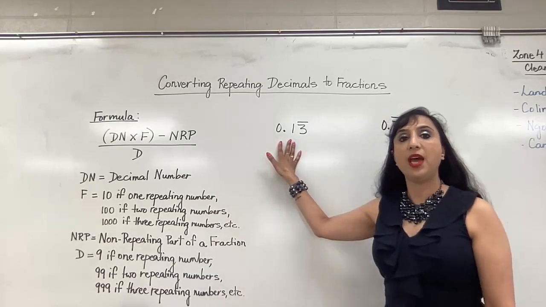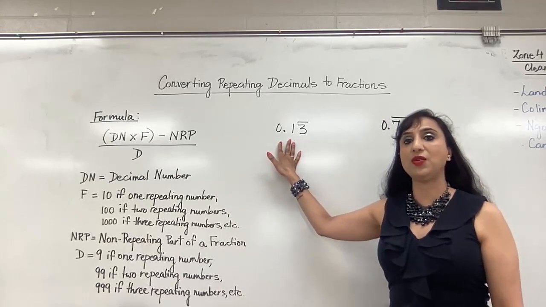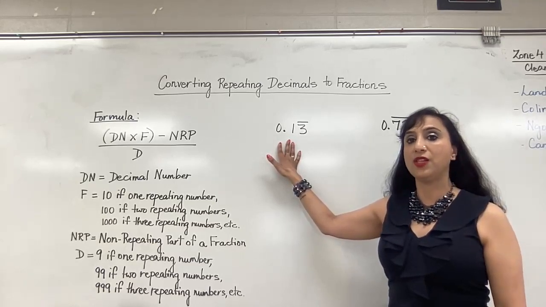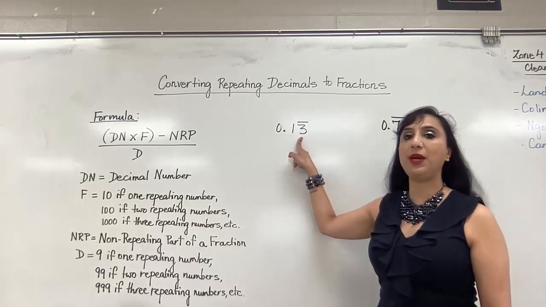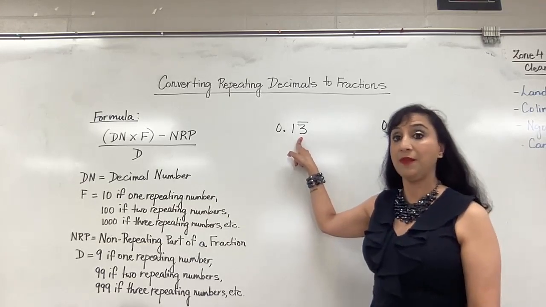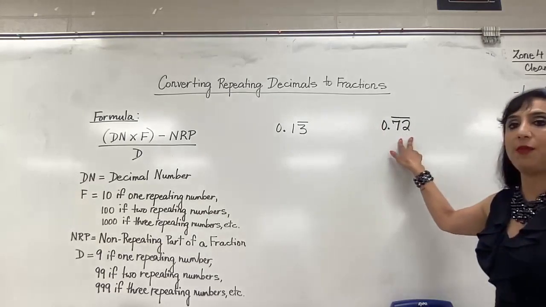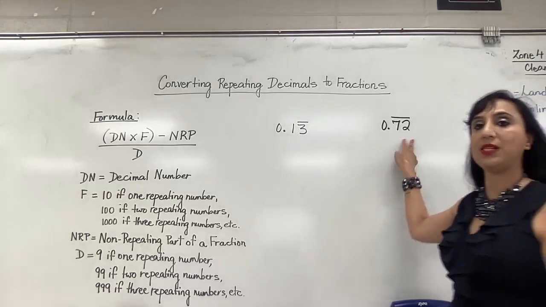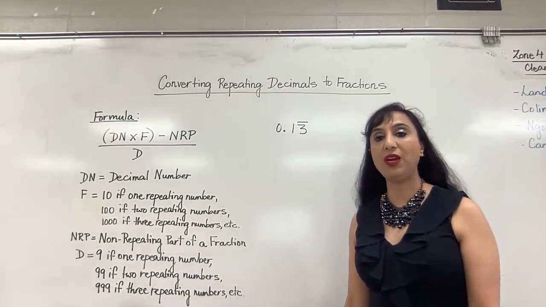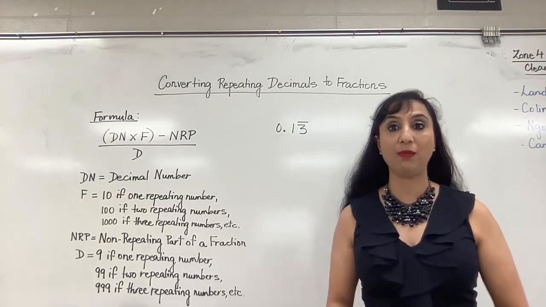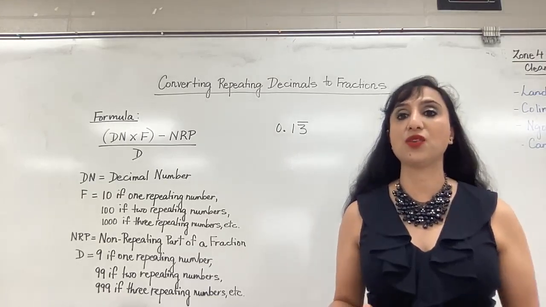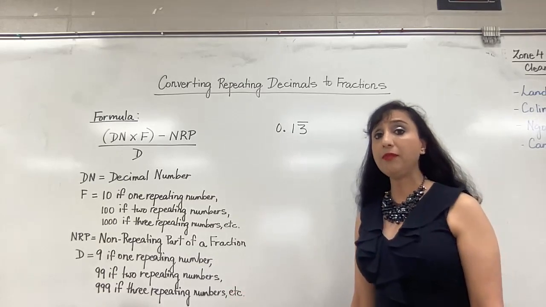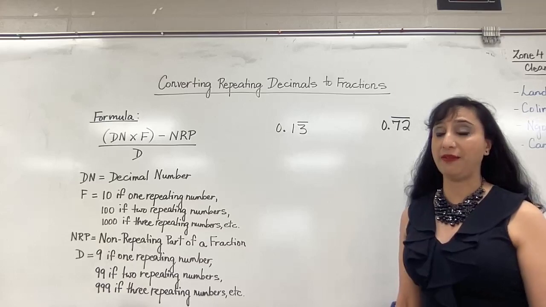F, because I am trying to remove that decimal, move it based on how many numbers are repeating. So I multiply it. If one is repeating, I will multiply times 10. Here's another number. If two are repeating, that's why I put two examples here. If there are two numbers repeating, I will multiply with 100. If there are three numbers repeating, I will multiply with 1000, and so on, based on how many numbers are repeating. Then I subtract the non-repeating part from it.